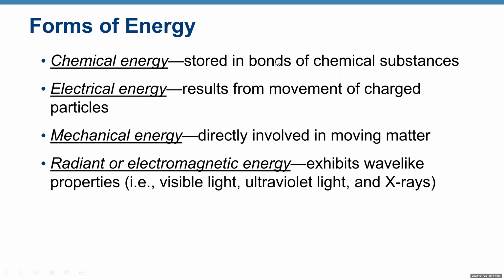Chemical energy is stored in bonds of chemical substances. Electrical energy results from movement of charged particles. Mechanical energy is directly involved in moving matter. Radiant or electromagnetic energy exhibits wave-like properties. For example, visible light, ultraviolet, or X-ray.